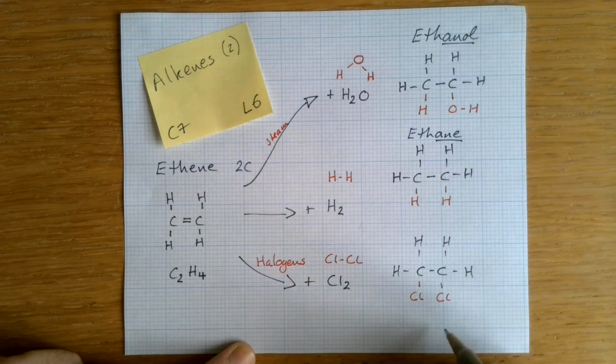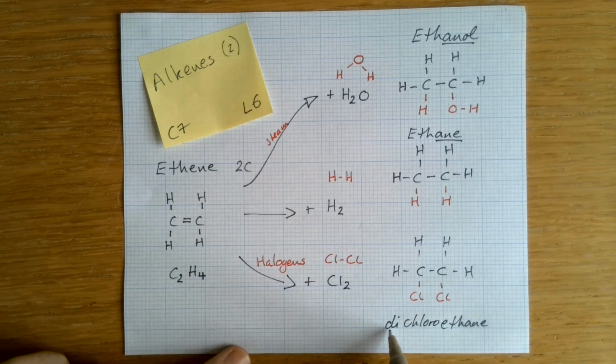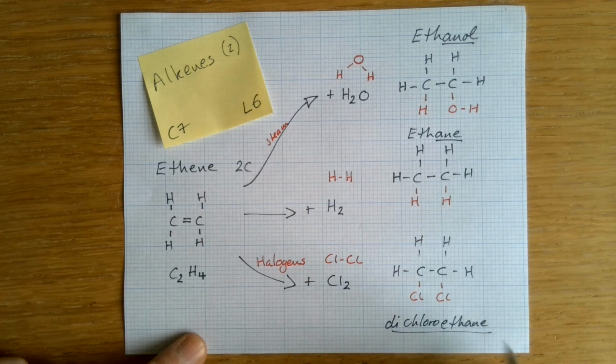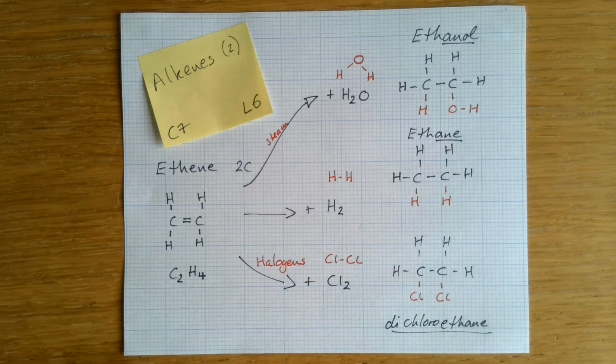So we can still call it ethane, but you can't just call it ethane because it's got two chlorines in there. So instead of saying two chlorines of ethane, we're going to say di for two, chloro, and then ethane. So dichloroethane, two chlorines and ethane. And that's how we name the product when we react with one of the halogens.